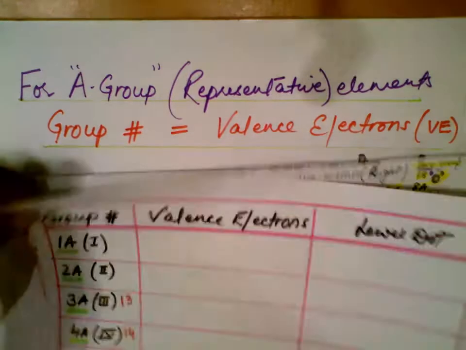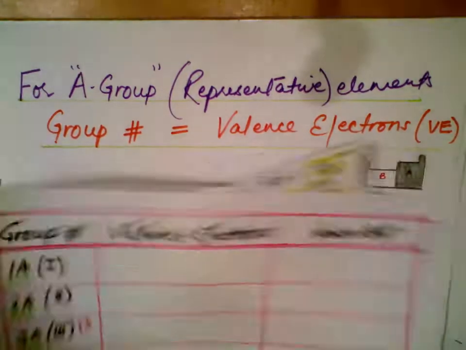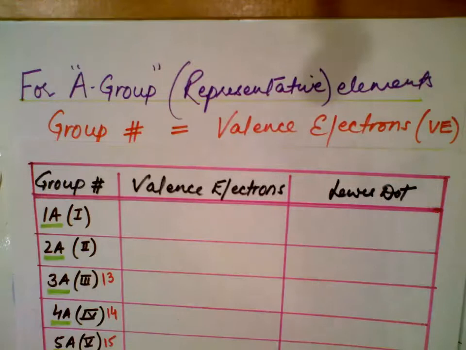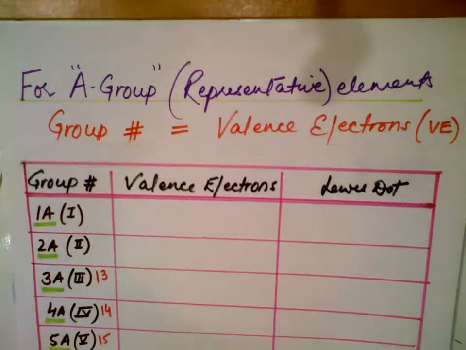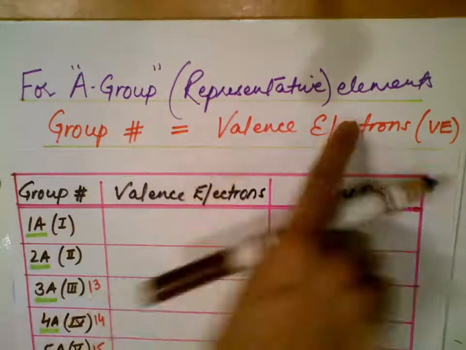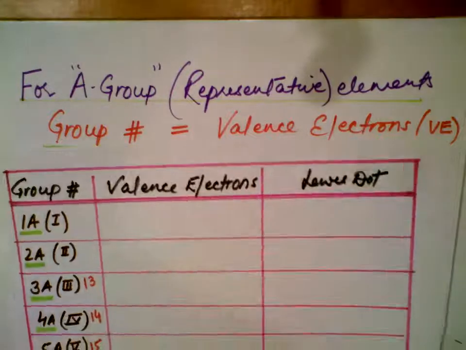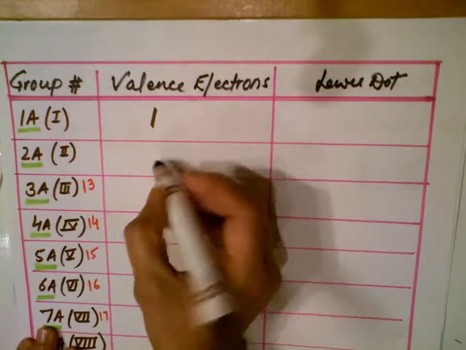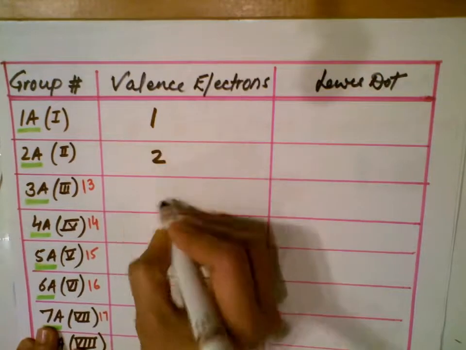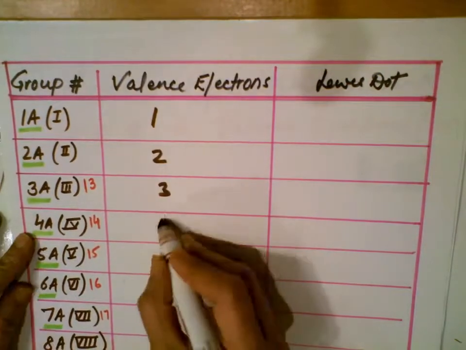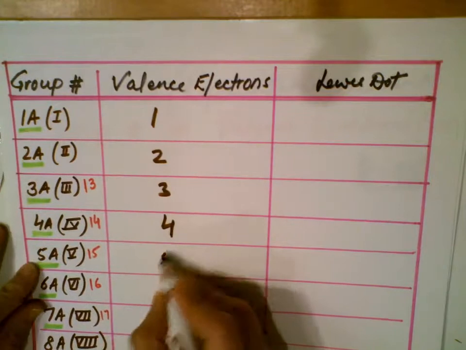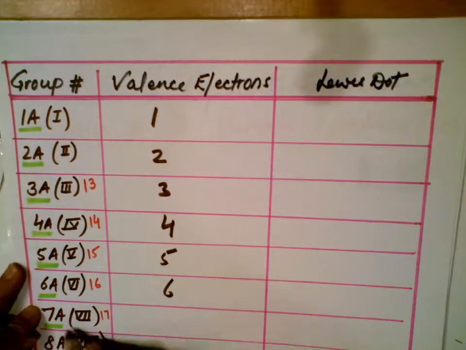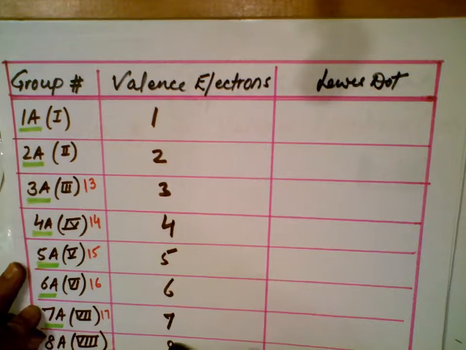So you should be able to fill it now, the chart. Group 1, as we just said, that for A group elements, group number is equals to the valence electrons. So group 1A is 1 valence electron, group 2A 2, 3A 3, group 4A 4, 5A 5, 6A 6, and 7A 7, and 8A 8.